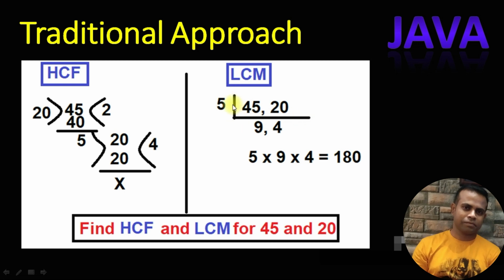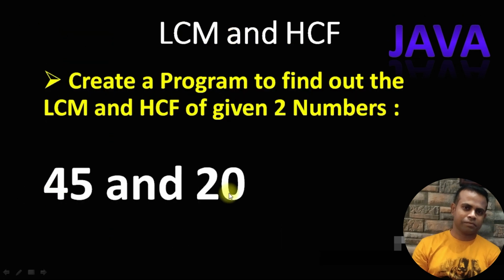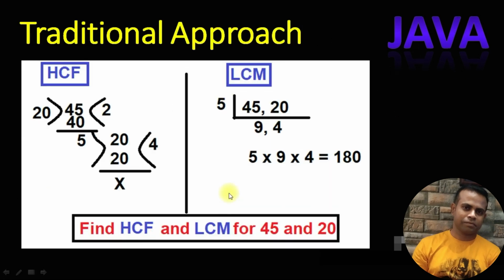And for the LCM we will use this type of format. Finally we will get 5, 9 and 4 multiplied, that is basically 180. So this is a traditional process. Now using this concept we will try to create a program that takes two numbers like 45 and 20, and gives an output of the LCM and HCF value of those two numbers.